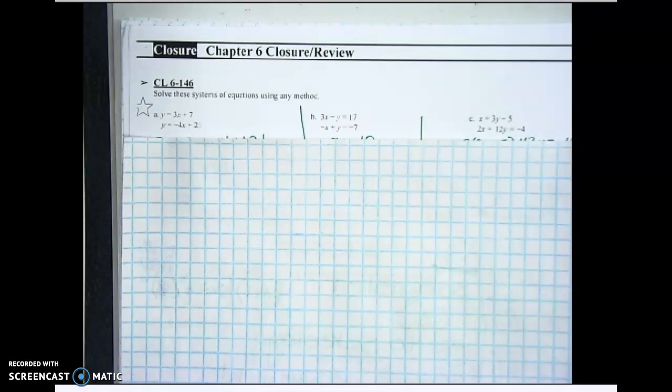You could use elimination on that one, but there's another method that might be easier based on the way it's written.